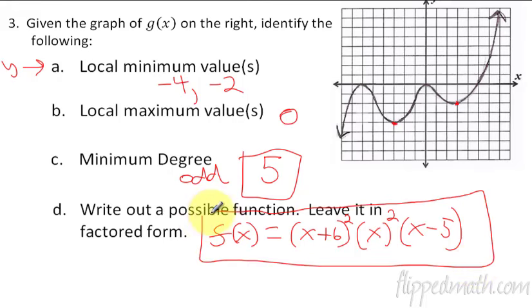Done. You do not need to multiply this out. We're just setting up a basic function. Now, there could be a coefficient here. You could also put any number in front that is positive, but not necessary. We're just trying to get a general idea of what one possible function could be.